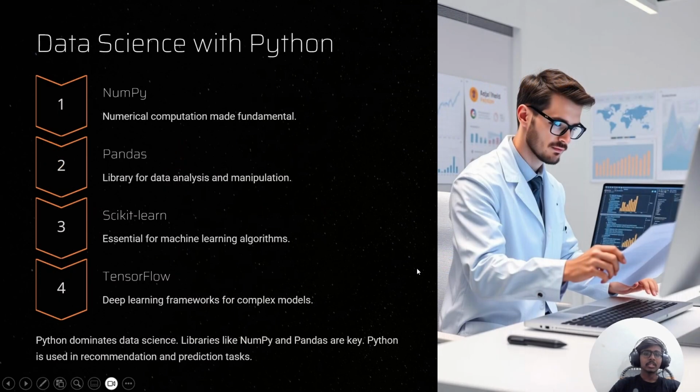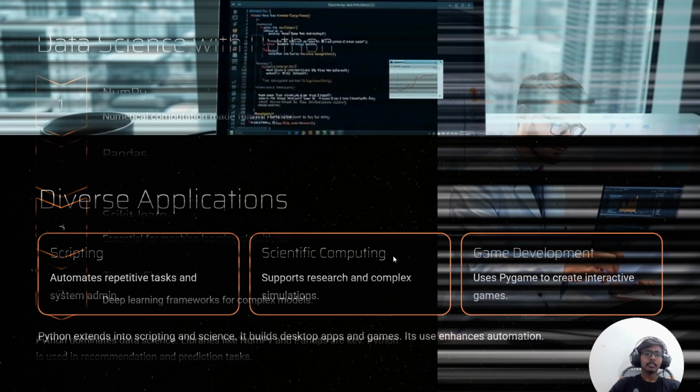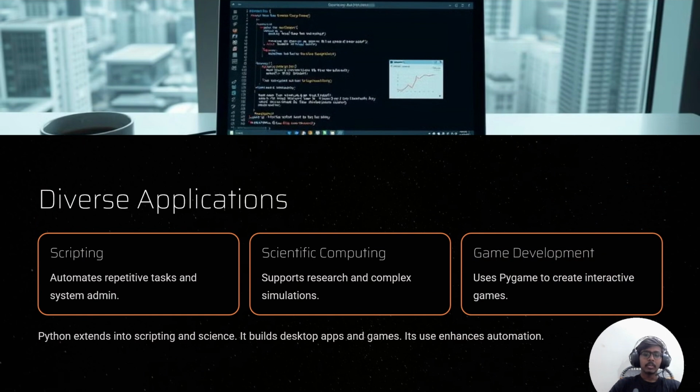and data science with Python. Python also dominates data science. We have many number of libraries which can be used in Python programming language to simplify our code and make our work very easy. And we have also a few applications like scientific computing which supports our research and complex simulations which can be related to AI and machine learning in the upcoming future. So this is all about the history, features and applications of Python.